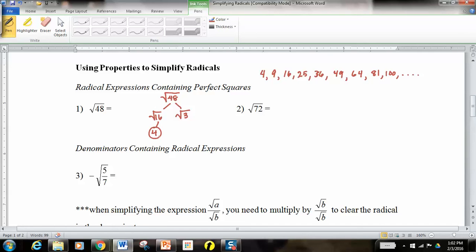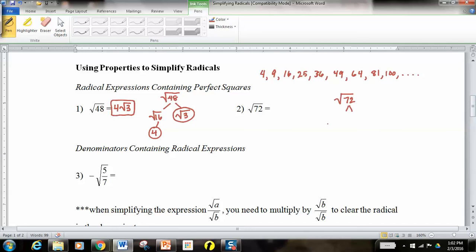Whenever I'm done with one branch on my tree, I like to circle the end. So square root of 3, there are no perfect squares in my list, so I cannot keep going. So that's root 3 there. So my final answer is just going to be the product of these two, which is 4 root 3. That's how we say that, and that's how we write it. All right, so square root of 72, same thing.